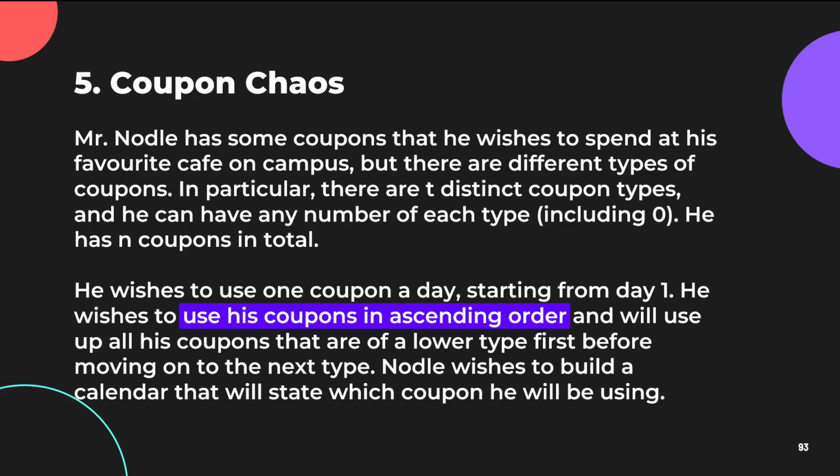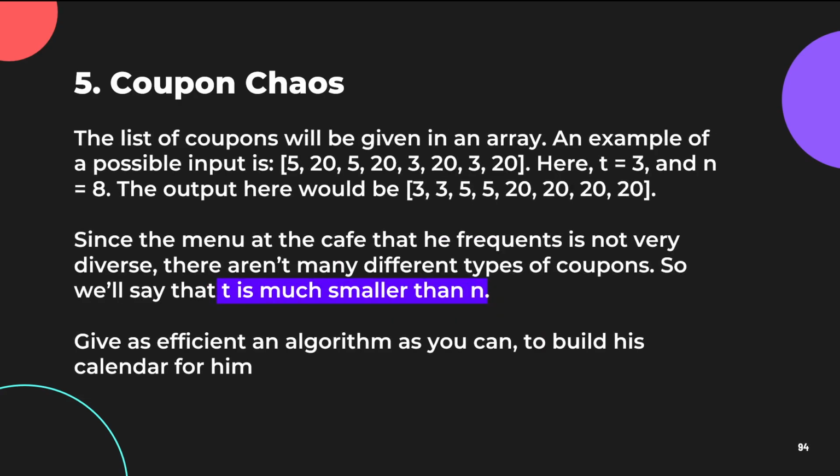He wishes to use one coupon a day, but he wishes to use his coupons in ascending order. So if I have like 5, 10, 5, 10, 20, 20, 20, I want to use the 5s first, all the way up to the 10s, then the 20s. Noodle wishes to build a calendar that will state which coupon he will be using. The list of coupons will be given in an array, and of course it is unsorted, because if it's sorted, then you are no longer used as a programmer. So something like 5, 20, 5, 20, something here.